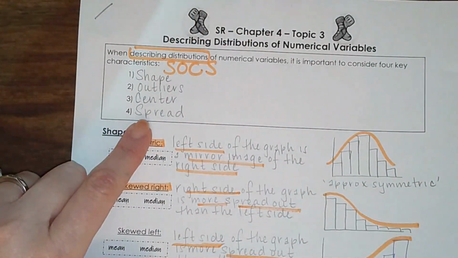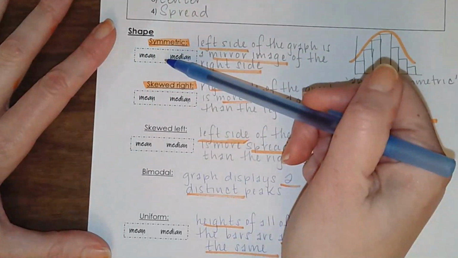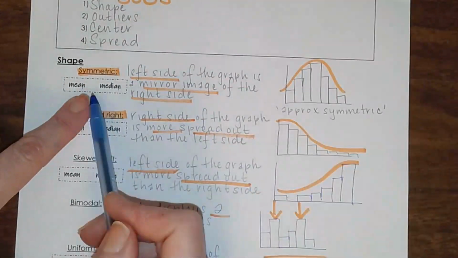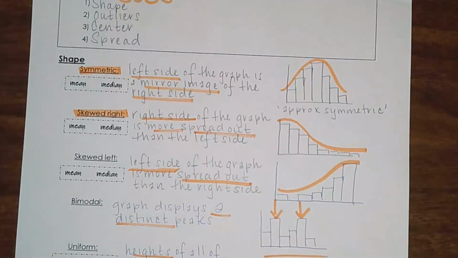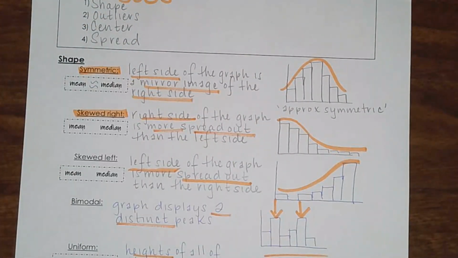And the last characteristic that we're going to describe is spread. But before I go to spread, you guys, now that we know about the mean and the median, let's talk about these real quick. How do the mean and median relate in a symmetric distribution? Well, if the left side of the graph is a mirror image of the right side of the graph, then the mean and the median are about the same in a symmetric distribution. So I use the little about symbol. Sometimes they're exactly equal, but they're close to the same.